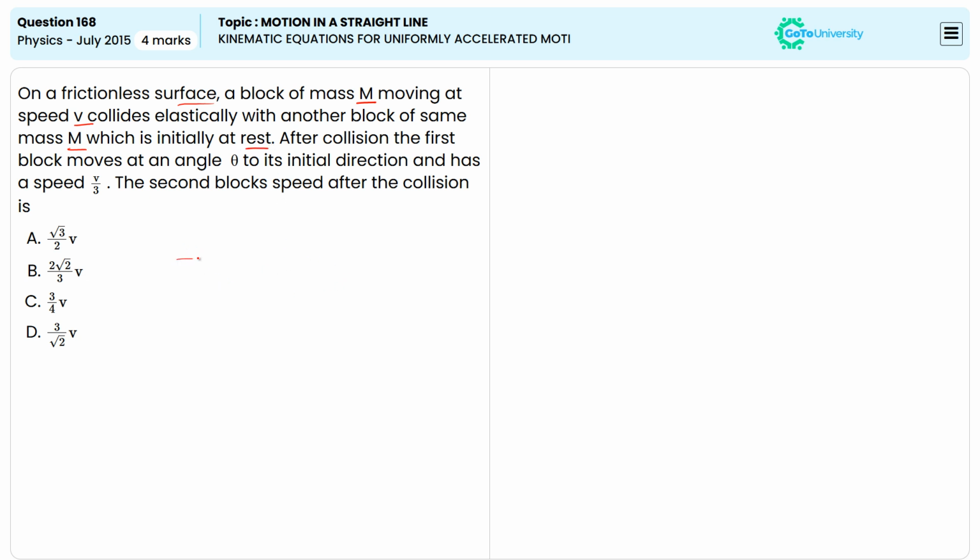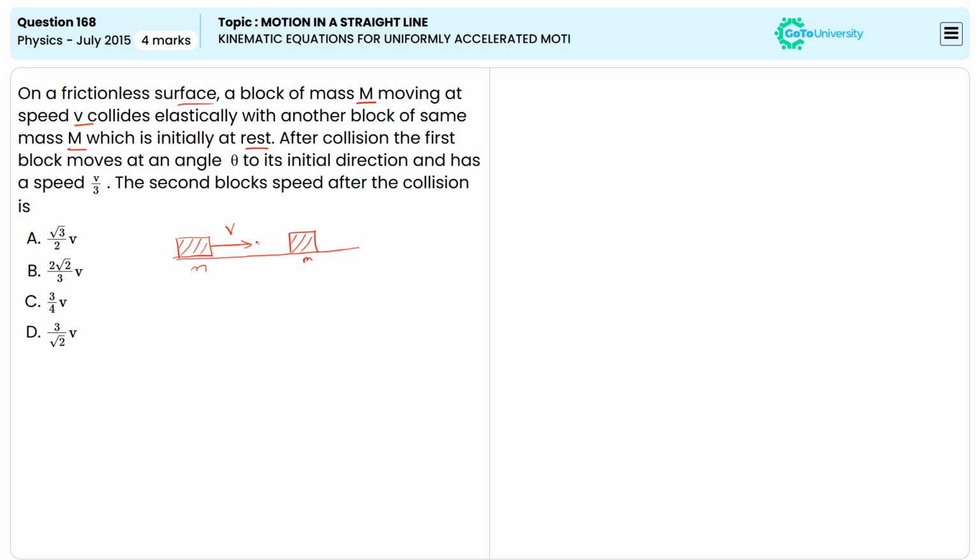Here is the frictionless surface. One block of mass m is moving in this direction with the velocity v. And here one more block is there with the same mass m. The mass of both the blocks is the same, and it is in the rest condition.